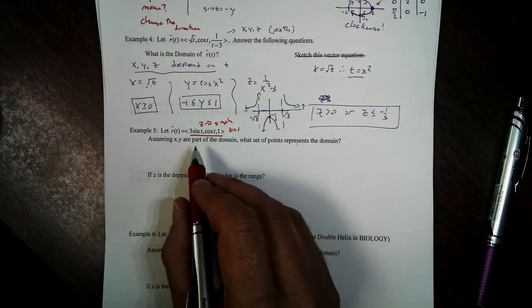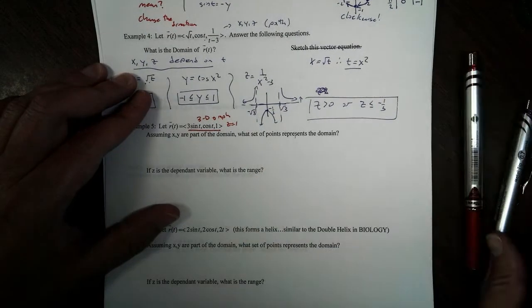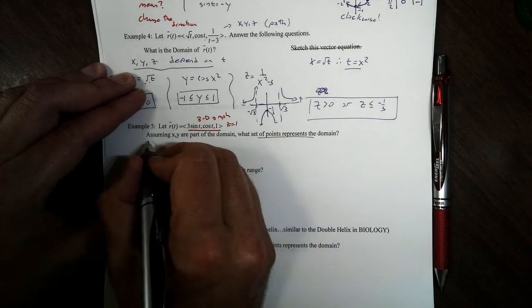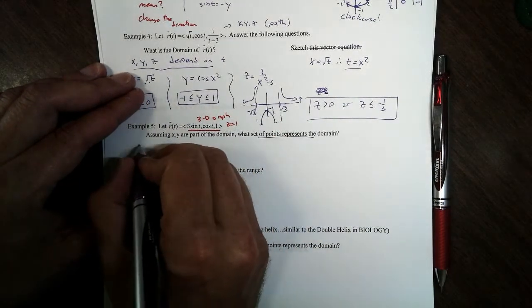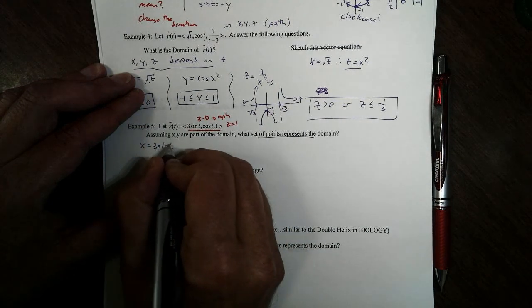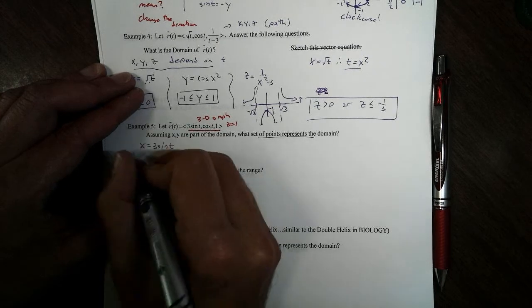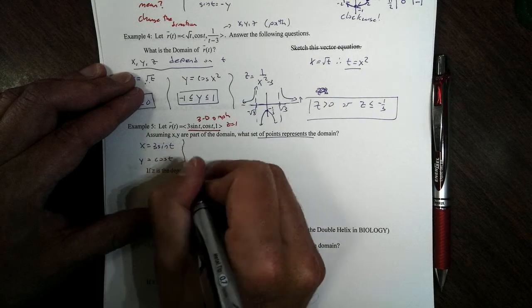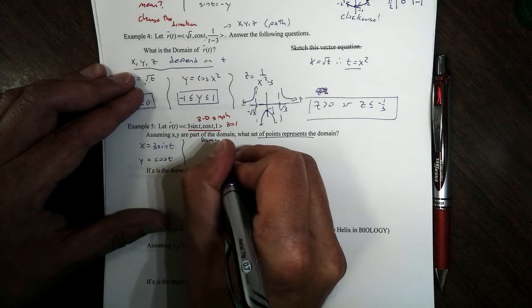Now they're telling us that x and y are part of the domain. Find what set of points represents the domain here. So from pre-cal, we would say x is going to become 3 sine of t, and that y is going to be the cosine of t. I can get the domain pretty easily from here.